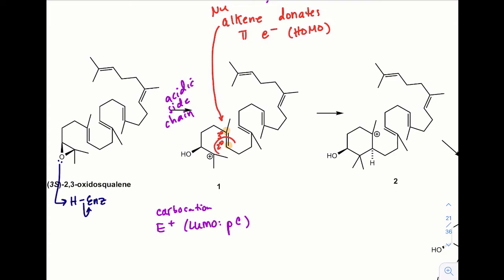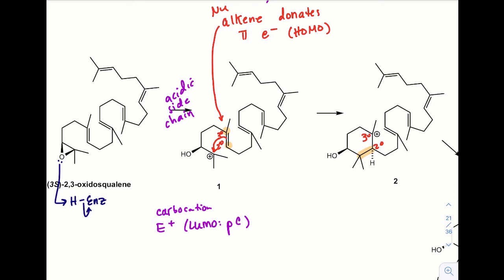It is the secondary carbon of the protonated oxidosqualene. I'm calling this molecule species 1. It is that secondary carbon that makes the bond to the carbocation carbon. So here's the new bond. This was the secondary carbon, and that leaves the tertiary cation.